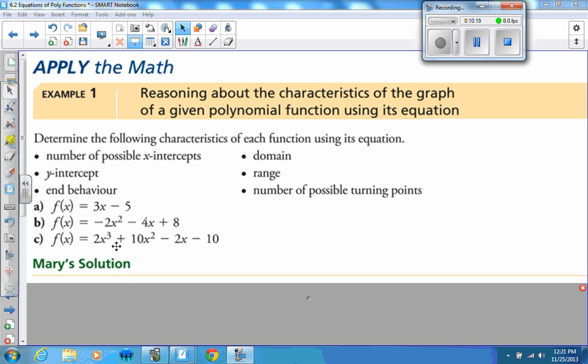Cubic function for C, possible x-intercepts is 3. For the end behavior of this one, since the leading coefficient is positive, it's going to come from quadrant 3, do the little turning thing, and then go into quadrant 1. Domain is always an element of the reals for x. Range is an element of the reals, and possible turning points can be up to 2.